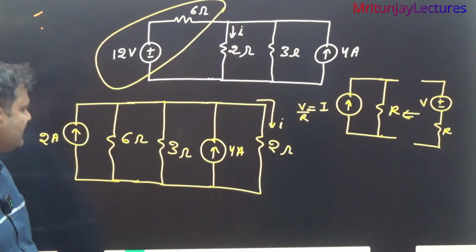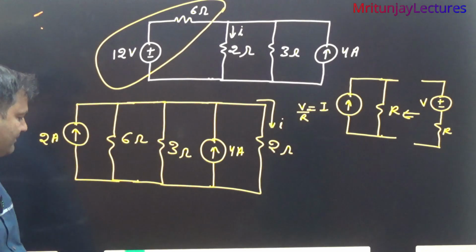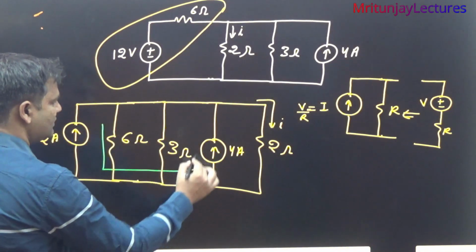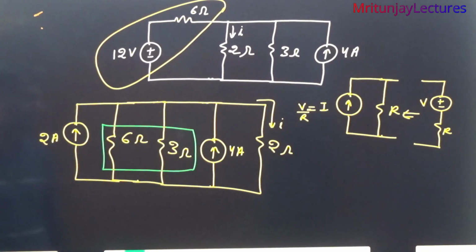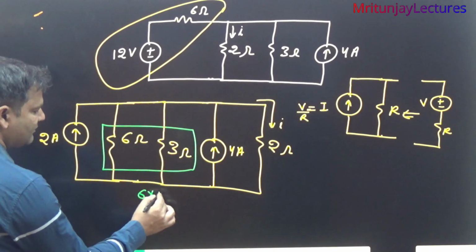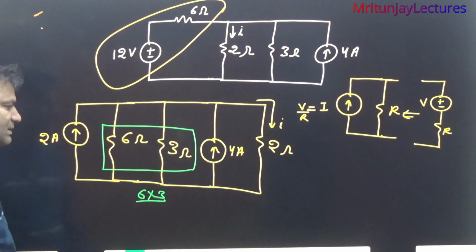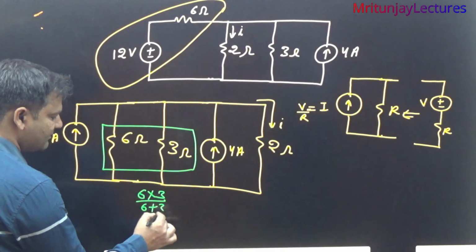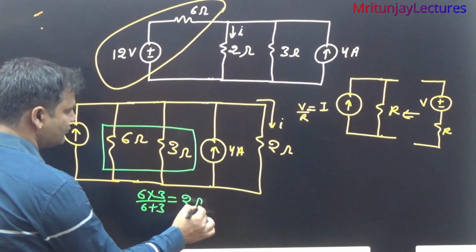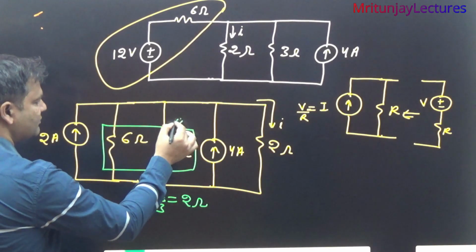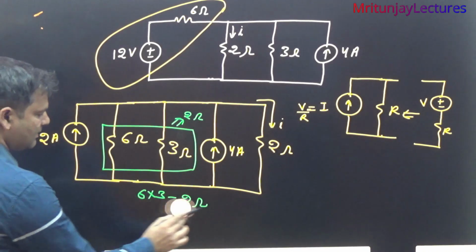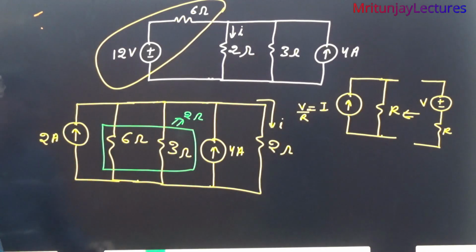After that, if you see very carefully, these two are parallel. So for the combination of these two, 6 into 3, if two resistances are in parallel, it means R1 R2 divided by R1 plus R2, so 6 times 3 over 6 plus 3, 9, that is 2 ohm. So for the combination of these two, we got 2 ohm. Clear? After that, you can remove.